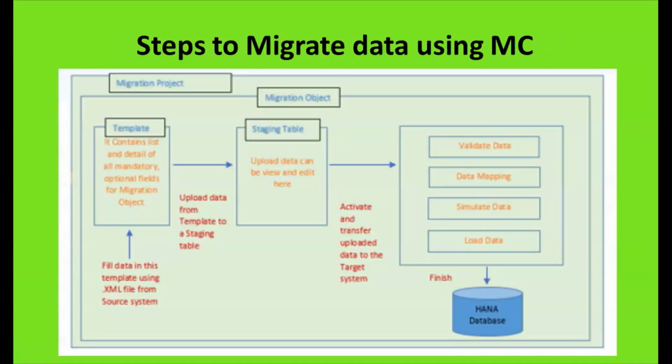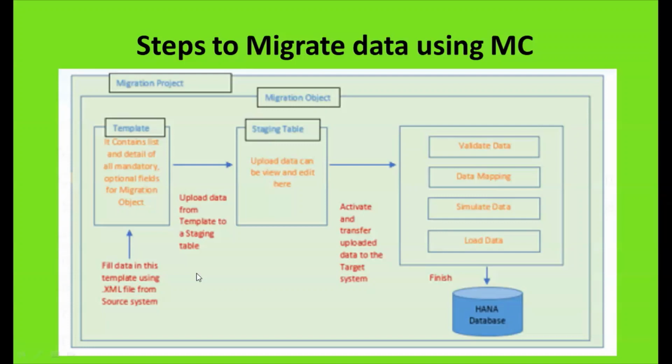Now, what are the steps to migrate data using the Migration Cockpit? Let's consider that there is an XML file from the source system. We get it into the template. Now, the template contains the list and details of all mandatory and optional fields for the migration object. Then we upload the data from the template to the staging table. This staging table will have the data uploaded and it can be viewed and edited here at the staging table level. Then we activate and transfer the uploaded data to the target system.